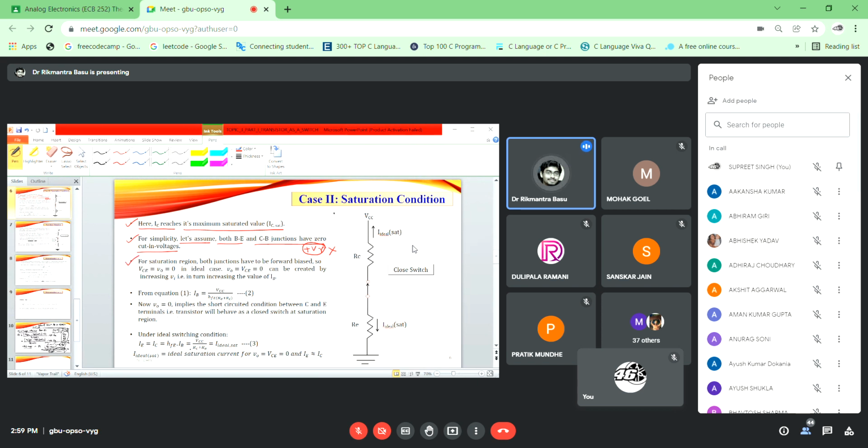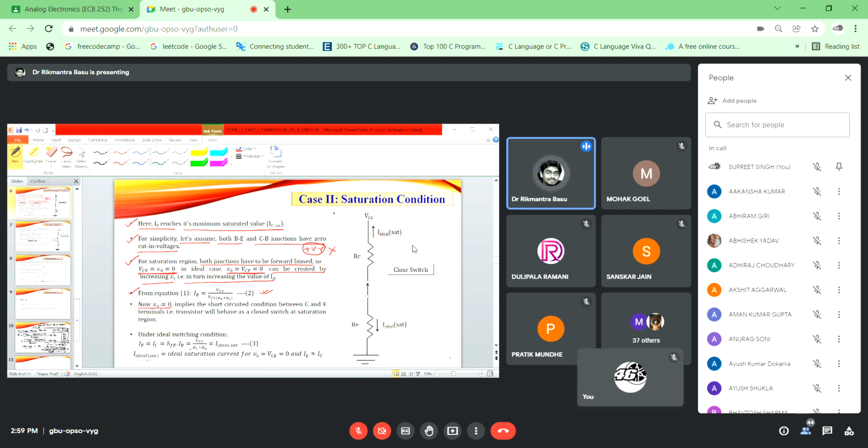So for the saturation region, both the junctions have to be forward biased. So VCE or V naught should be equal to 0 in the ideal case, because V0 or VCE equal to 0 can be created by increasing the value of IB. Hence, from equation 1, we can directly land up with equation 2 if we substitute V naught equals VCE equals 0: IB equals VCC by hFE into (RE plus RC).